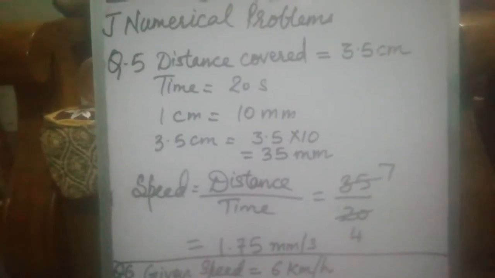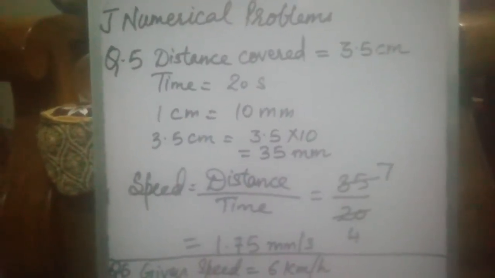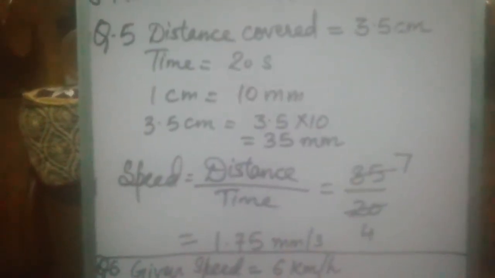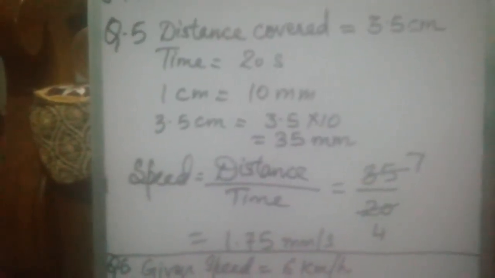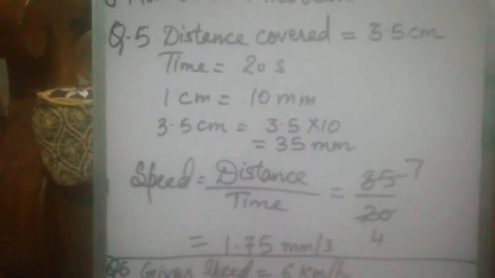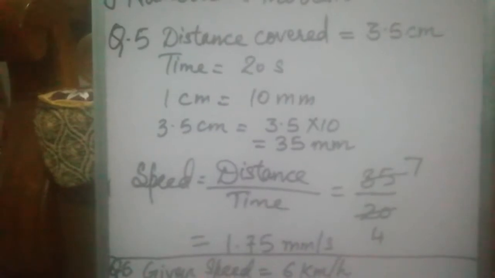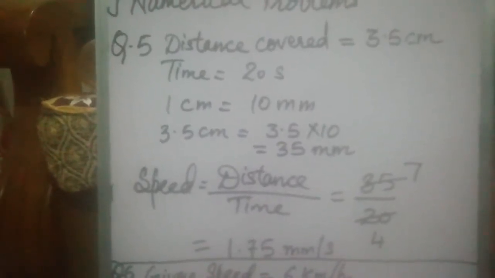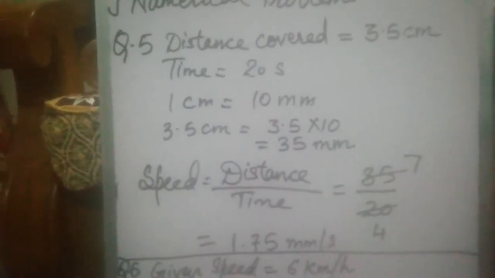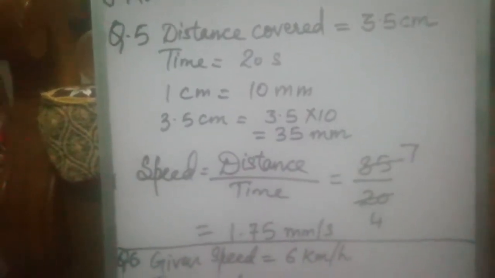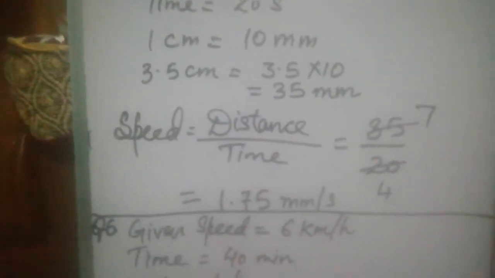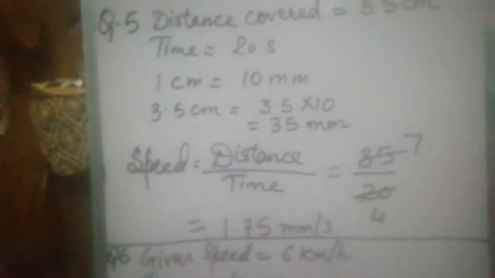That means first of all we have to convert the given distance into millimeter. Now we know that 1 centimeter equals 10 millimeter. So 3.5 centimeter equals 3.5 into 10, which equals 35 millimeter. Now speed equals distance by time, which equals 35 by 20. Given time is 20 seconds. Distance we have already converted into millimeter. So 35 by 20 equals 7 by 4. When you divide 7 by 4, you will get 1.75 millimeter per second.